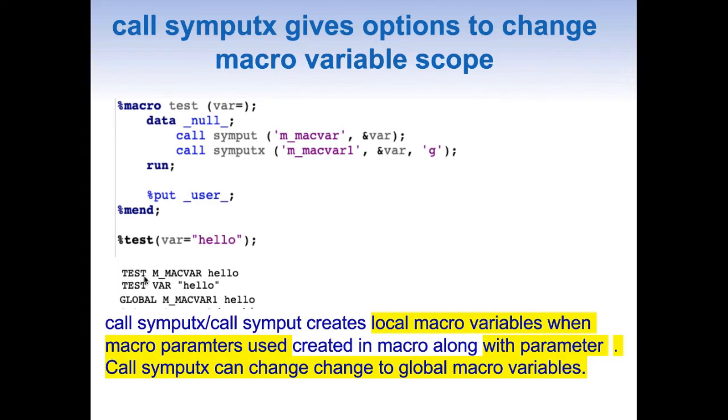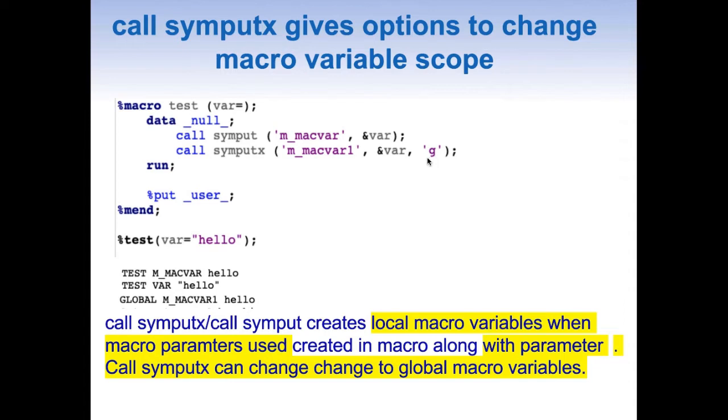Whenever we have a result like this, the first one is the scope, the second one is the macro variable name, and the third one is its value. Here, the scope is test, meaning the macro variable m_macvar just belongs to this macro and its value is hello. Same is the case with var, its value is hello in quotes and it just belongs to this test macro, which means both of these are local macro variables, whereas m_macvar1 is a global macro variable.